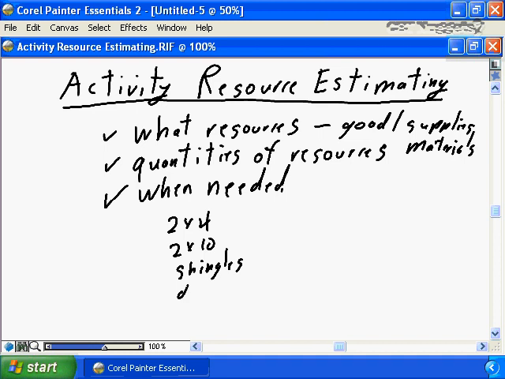We will need drywall, etc., etc. These are the goods. These are the supplies, the materials. So this is the definition of what the resources are required.